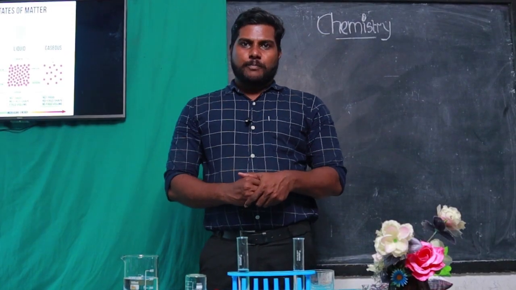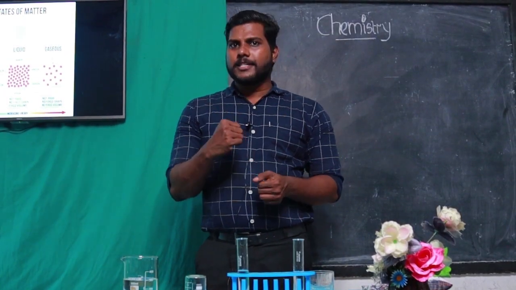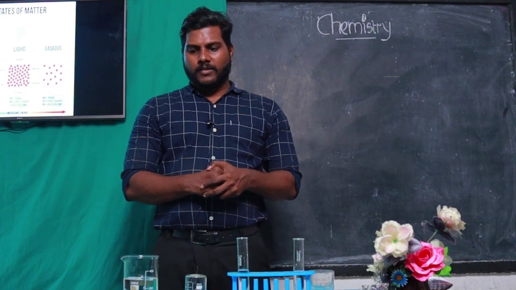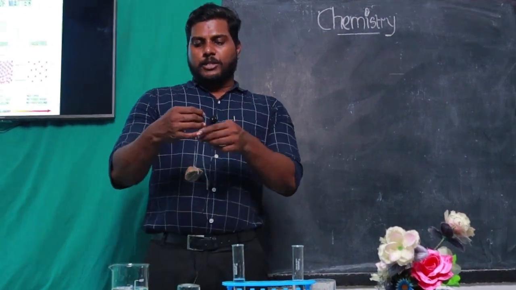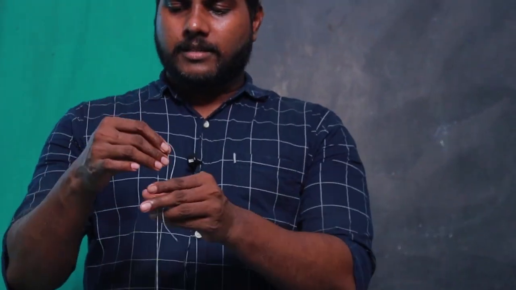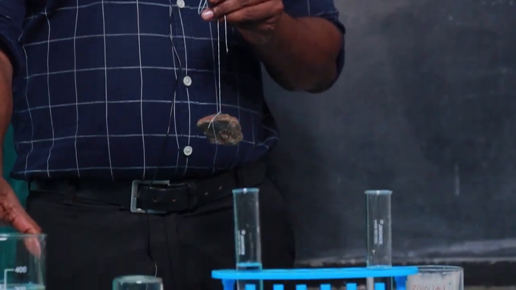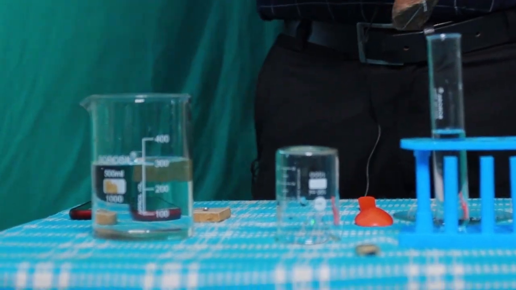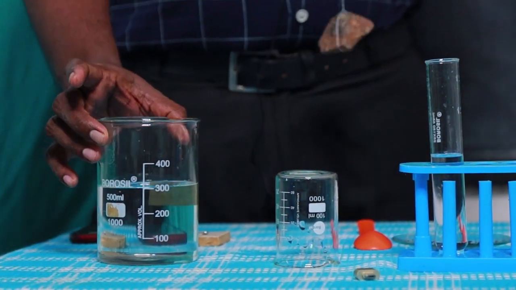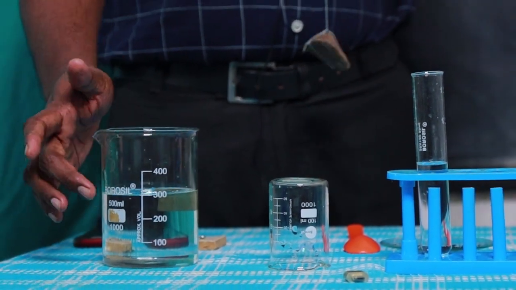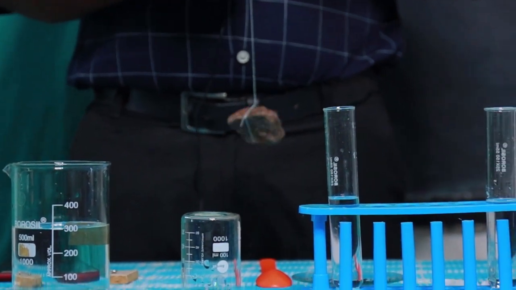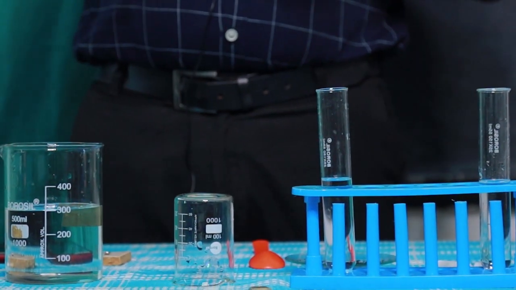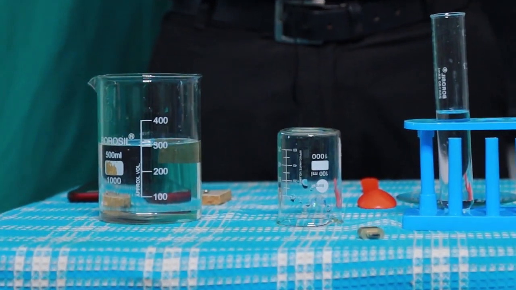What are the major properties of matter? Let us do an experiment. The required materials for this experiment: a stone hung on a thread and a beaker with water. Firstly you notice that the water level here is 300 ml. Here I put the stone into this water.